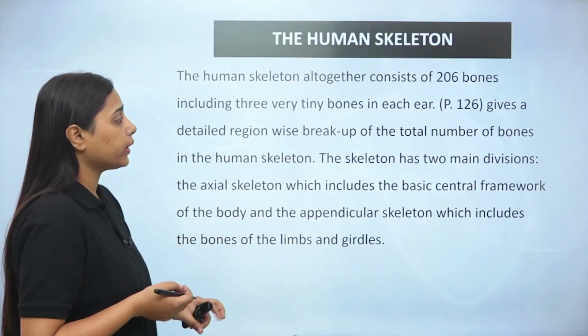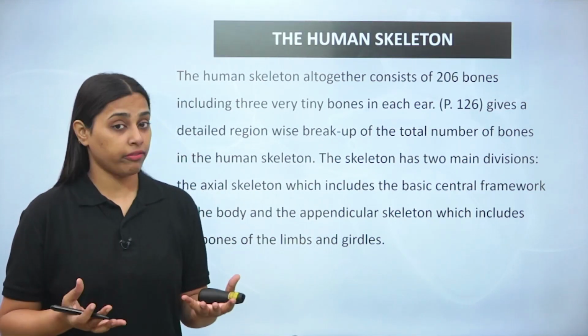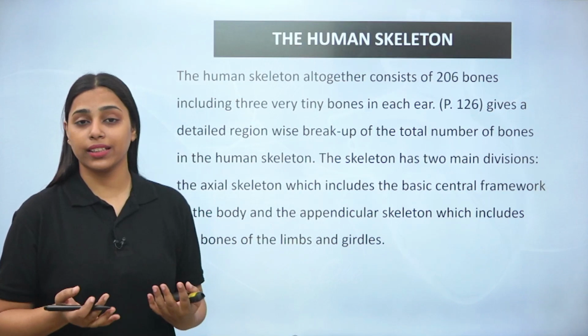The human skeleton altogether consists of 206 bones, whereas when an infant is born it has more than 300 bones.